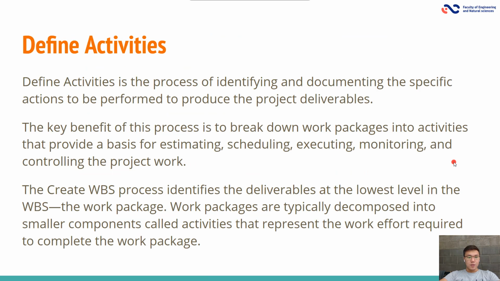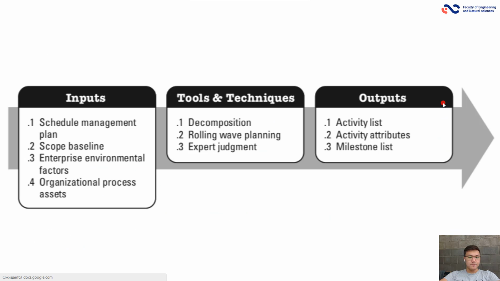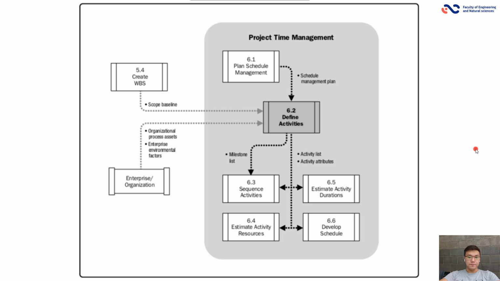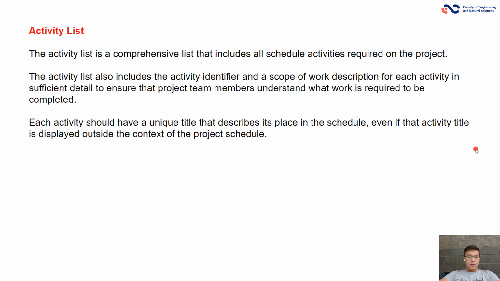And next one is define activities. Define activities is the process of identifying and documenting the specific actions to be performed to produce the project deliverables. Here on inputs you have schedule management plan, scope baseline, enterprise environmental factors, organizational process assets. On tools and techniques, decomposition, rolling wave planning, expert judgment. On outputs, activity list, activity attributes, milestone list. Here each part is described.